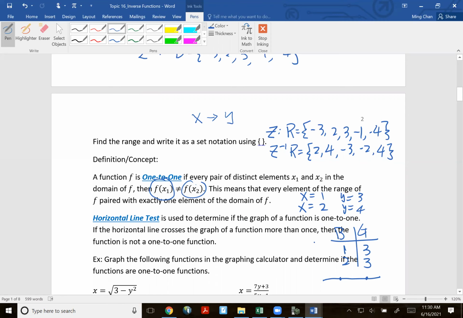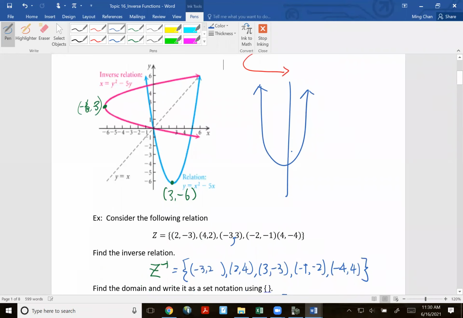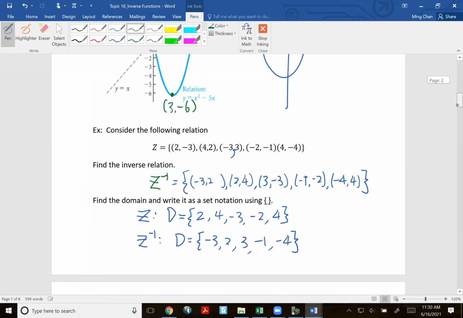Okay. So just like this parabola I drew here, this parabola is a function by the vertical line test. But if I use the horizontal line test, that tells you that parabola is actually not a one-to-one function. It is a function, it's just not a one-to-one function. And you might say, well, Mr. Chan, what's the big deal about it?